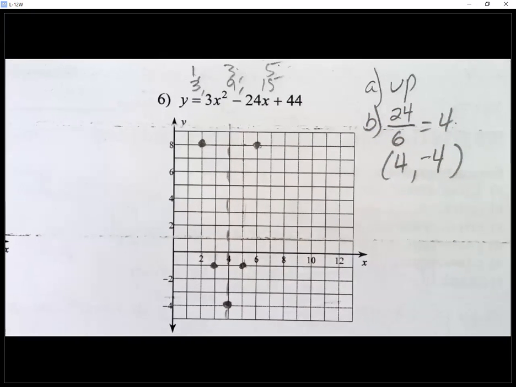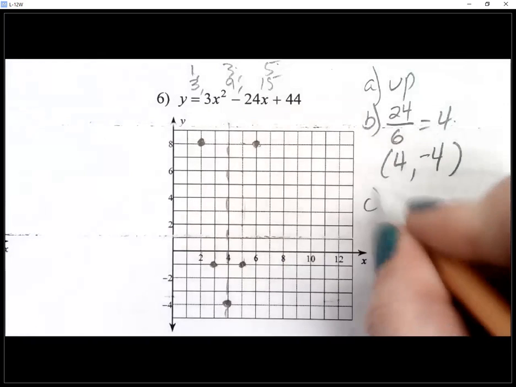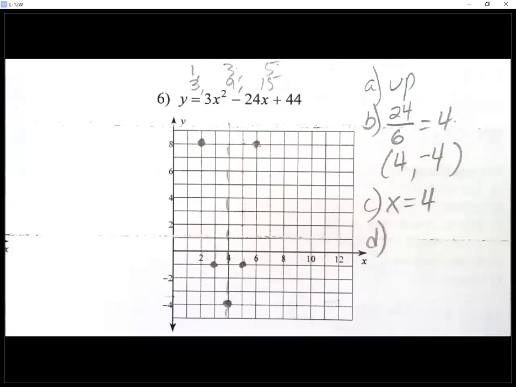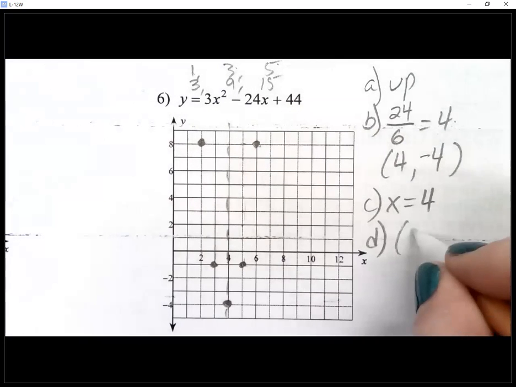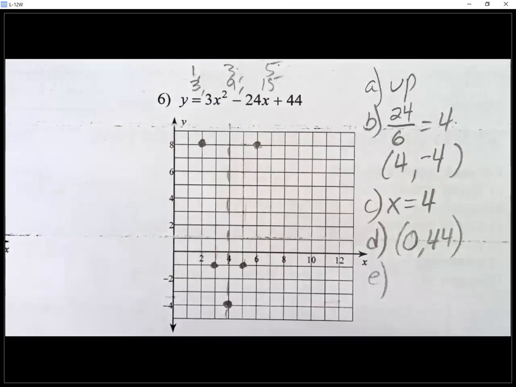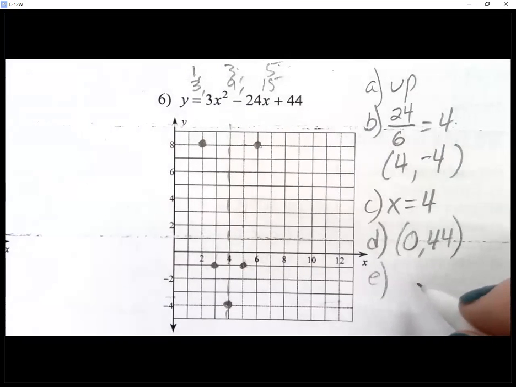So if I needed to find these other things, which I do, the axis of symmetry is just x equals 4. My y-intercept would just be 0, 44, right? My x-intercept, I don't actually know where it is. I know an approximation. So I would have to actually solve this one. And this one I'd probably do quad formula on. I don't really have a ton of time left. Yeah, I do.